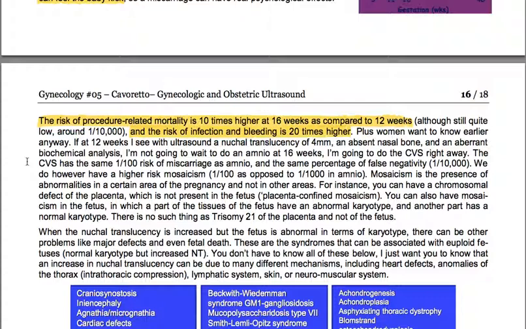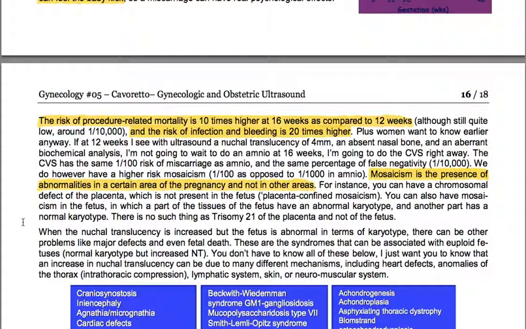The chorionic villus sampling has the same 1 over 100 risk of miscarriage as amnio, and the same percentage of false negativity, 1 over 10,000. We do, however, have a higher risk of mosaicism, 1 over 100 as opposed to 1 over 1,000 in amnio. Mosaicism is the presence of anomalies in a certain area of pregnancy and not in other areas. For example, you can have a chromosomal defect of the placenta, which is not present in the fetus, placenta-confined mosaicism.